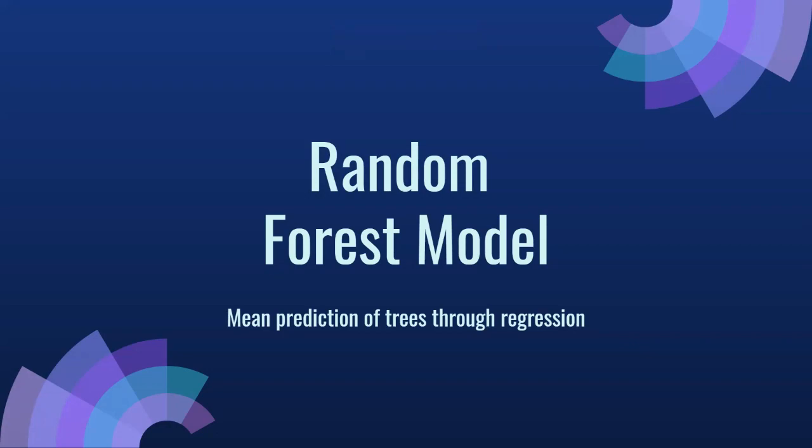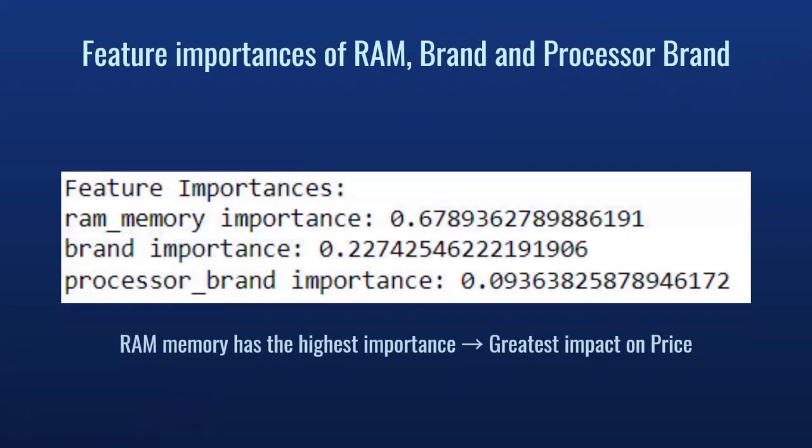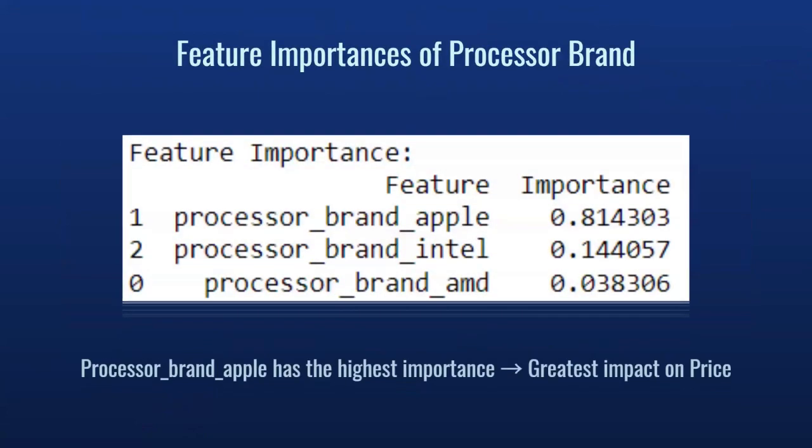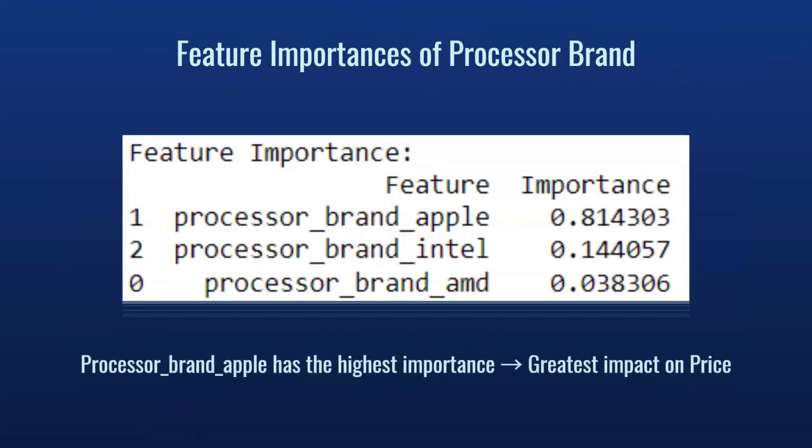From our comparisons between RAM memory, brand, and processor brand as features, we found that RAM memory has the highest importance. And therefore, we can say that it has the greatest impact on price. By also implementing the random forest on individual variables, we can see which of the different computer parts from different brands have the greatest impact on the laptop's price. After comparing the feature importances of processor brand, we find that Apple processor brand has the highest importance and consequently it has the greatest impact on price.